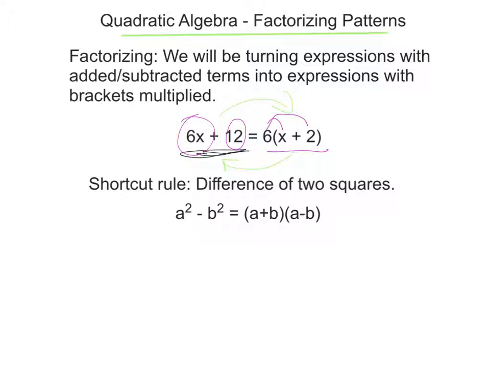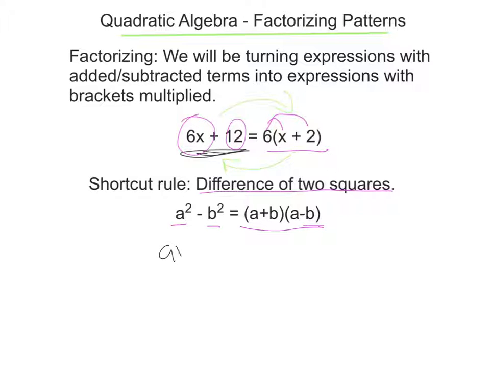So here's the first one, a shortcut rule. If you've got something squared minus something squared, we call that the difference of two squares, because there are two things squared, a and b, both squared, and they're subtracted. So if you've got a squared minus b squared, you can immediately rewrite it as a plus b, a minus b. Now, just to show that that actually works, I'm going to expand the right-hand side.